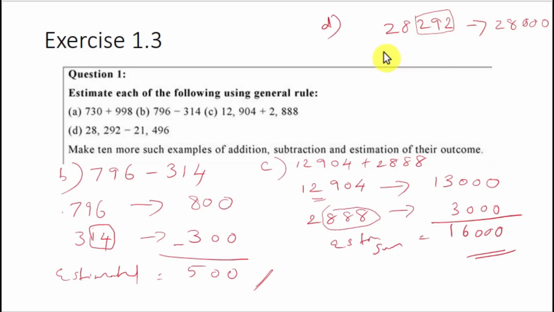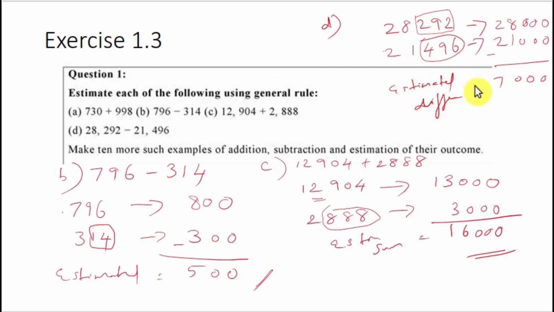Here 21496. Rounding off to the nearest 1000, we have to check this. 496 is close to 0. So 21,000. So 28,000 minus 21,000, the difference is 7,000. Estimated difference is equal to 7,000.